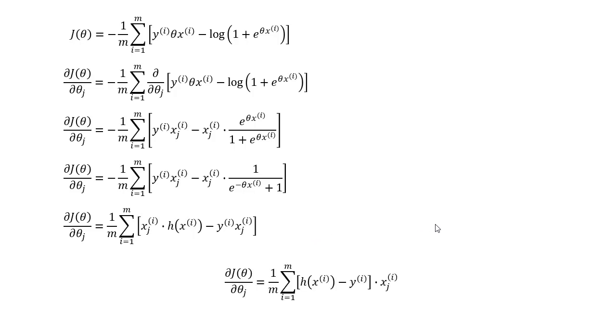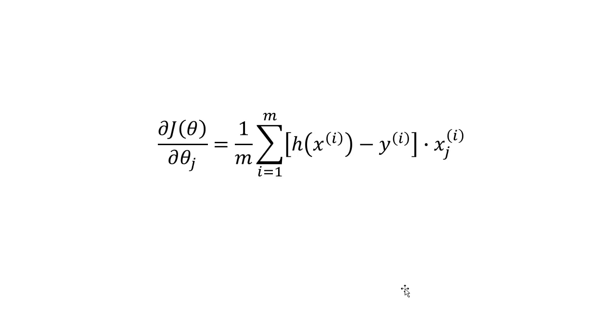I'm going to do one last thing now, and then I'm going to factor out of this expression my x_i sub j. Okay, when I do that, I get 1 over m, summation, 1 to m, hypothesis function minus y times x_j. Okay, go to the next piece. There we have it.